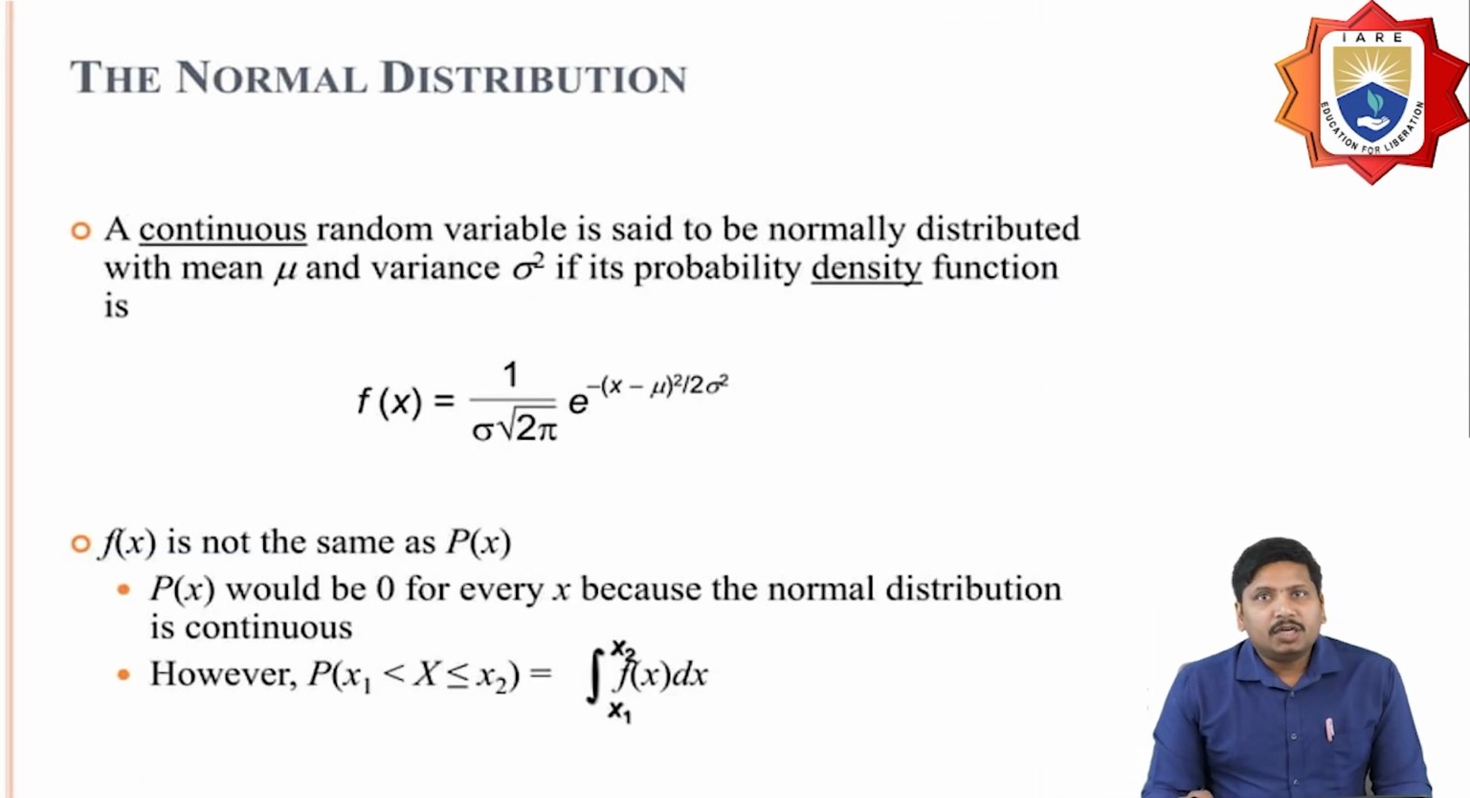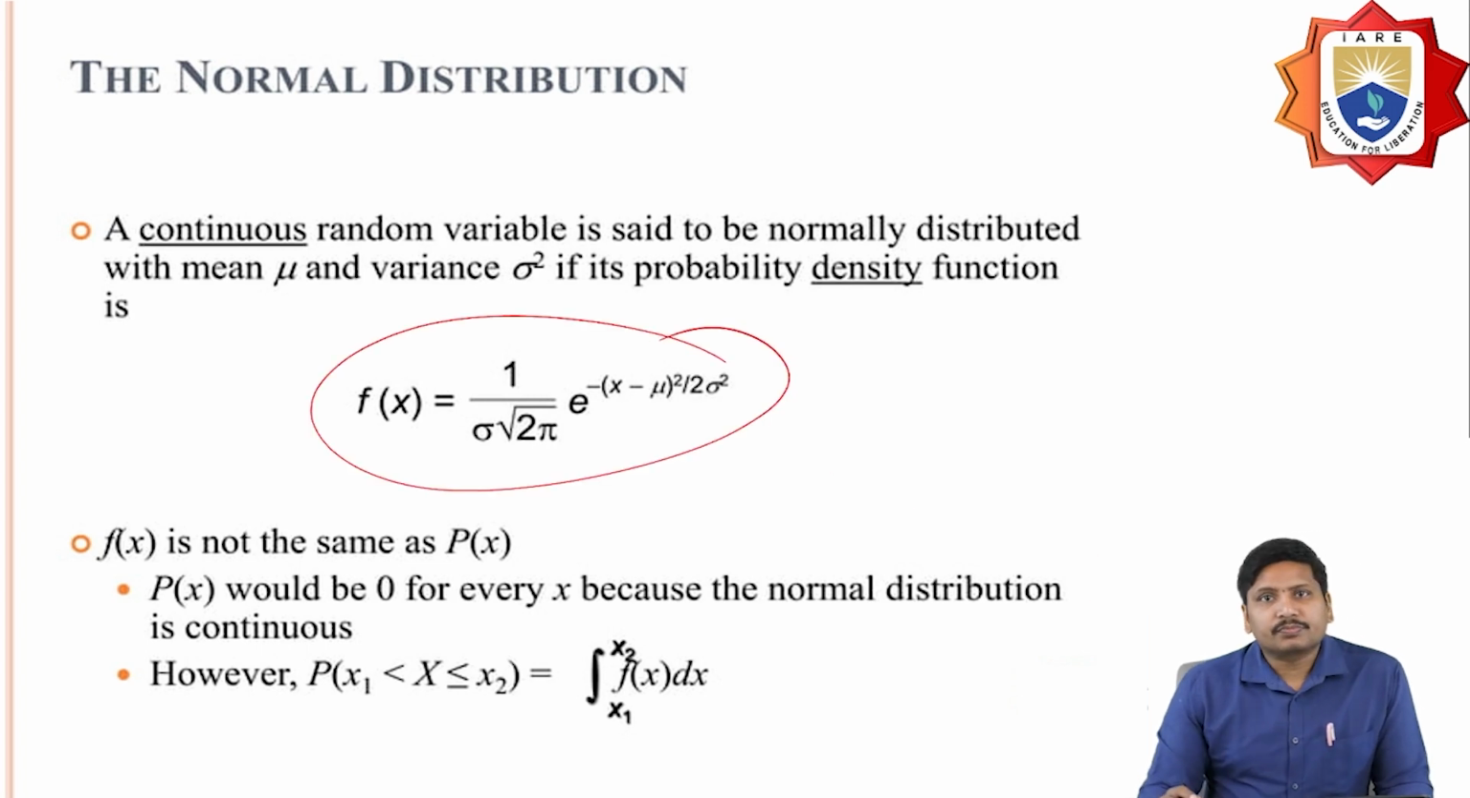A random variable is said to be continuous normal if, with mean mu and variance sigma square, its probability density function is given by f of x equals 1 by sigma into square root of 2 pi, e power minus (x minus mu) whole square divided by 2 sigma square. Here f of x is not the same as p of x. p of x will be 0 for every x because the normal distribution is continuous, and the probability of x1 less than x less than x2 is given by the integral from x1 to x2 of f of x dx.